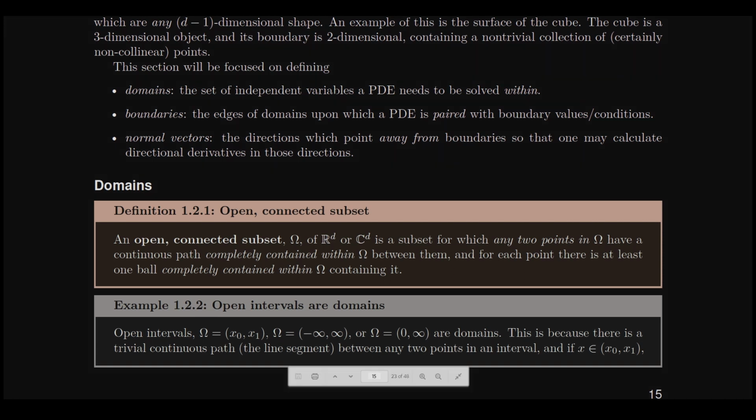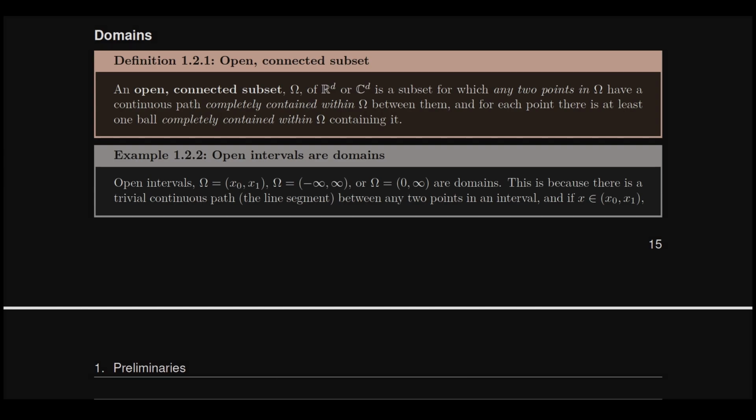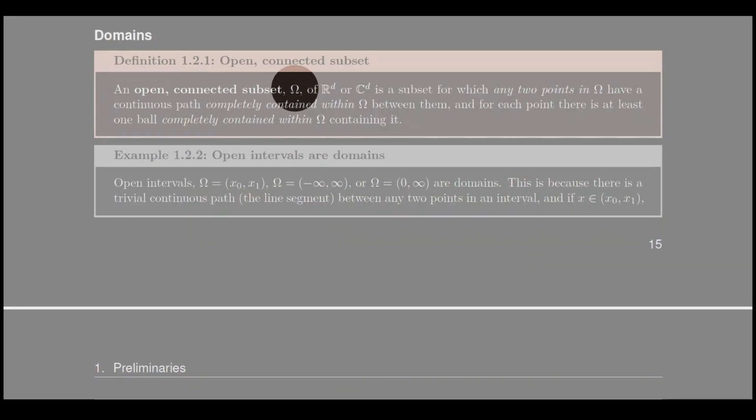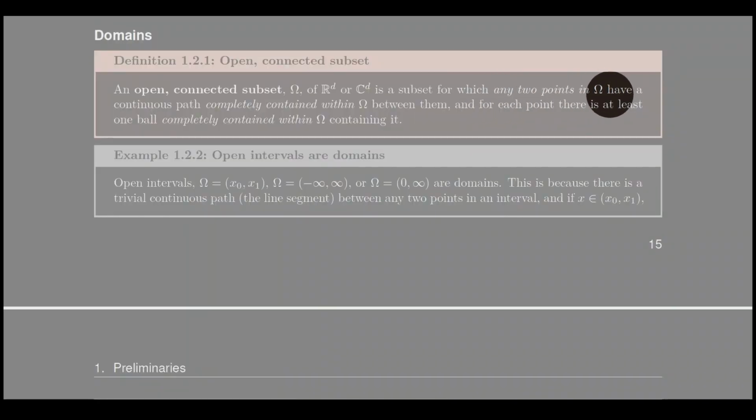Let's actually head into some definitions here. The definition of a domain is going to be any open connected subset, and I'm going to call it omega. So we're going to get used to this Greek capital omega to mean an open connected subset, really a space that we're going to be solving differential equations over. And it's going to be a subset of R^d. I'll sometimes allow it to be a subset of the complex numbers, but let's basically think about R^d most of the time. And to be connected means that any 2 points in omega have a continuous path completely contained within omega between them, right?